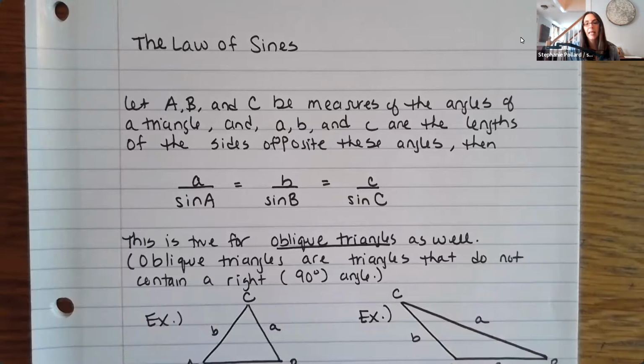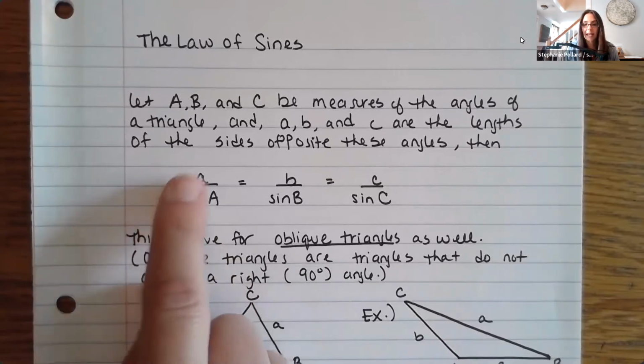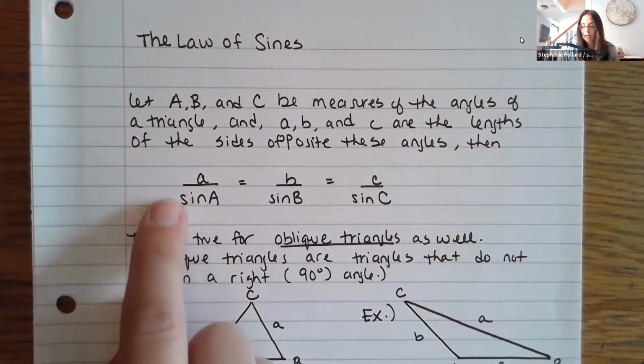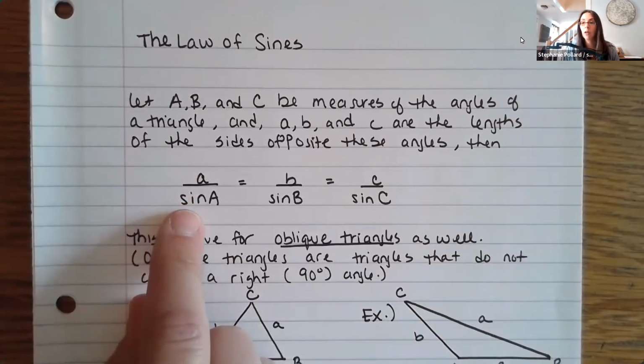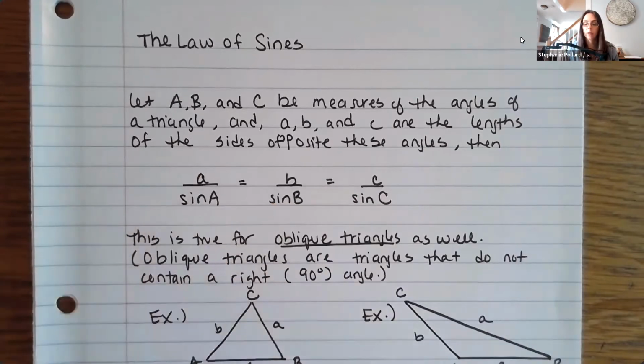We're going to let A, B, and C be measures of the angles of the triangle, and lowercase a, b, and c will be the lengths of the sides opposite of these angles. And the law of sines gives us the following set of ratios. So basically you have the length of a side over the sine of the angle across from it. And all these ratios are going to be equal.